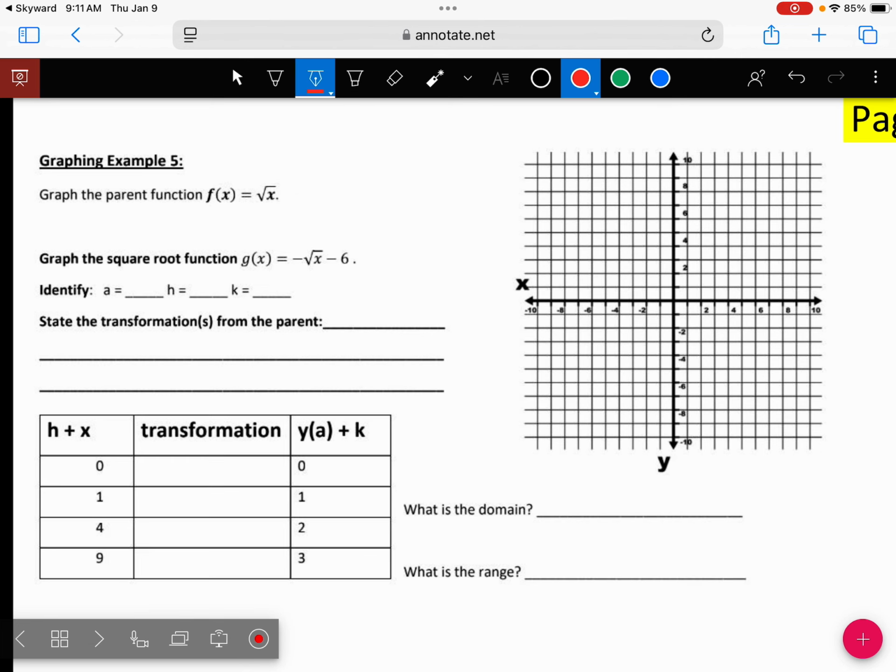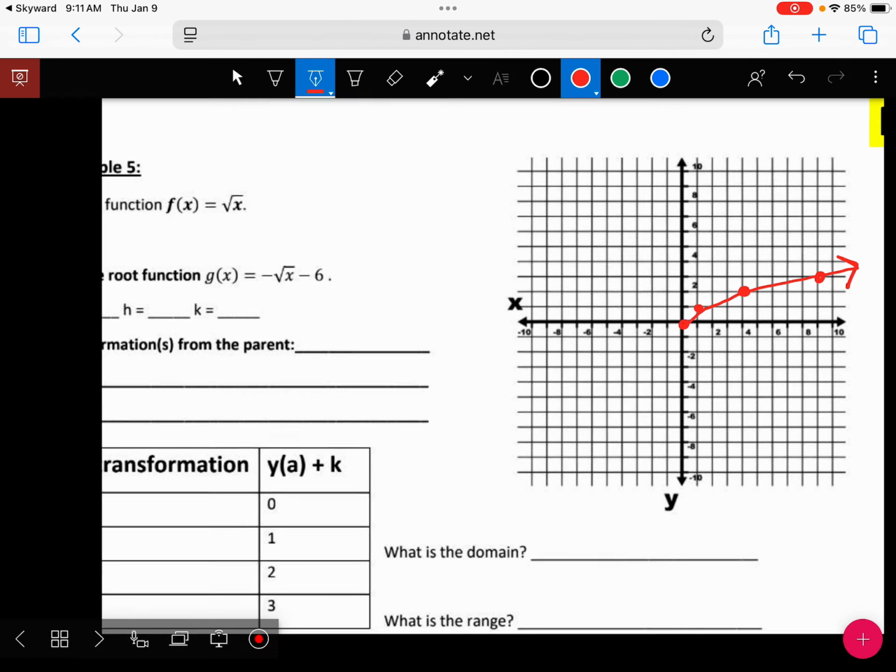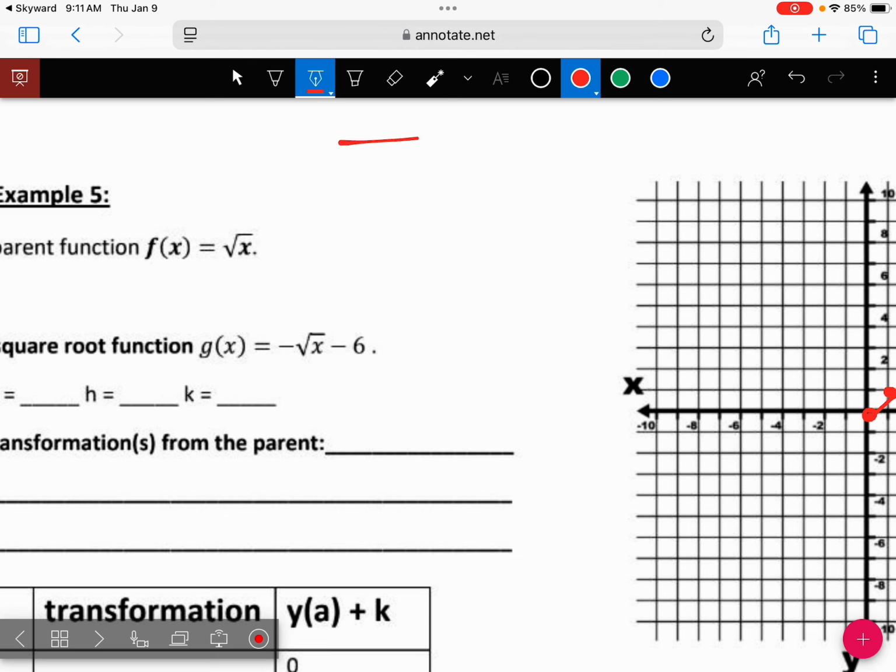So that would be the 0, 0, 1, 1, 4, 2, 9, 3. That's the mama. So I'm going to put the table up here too.